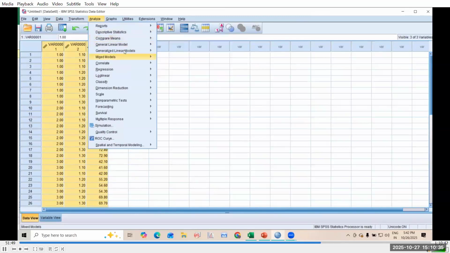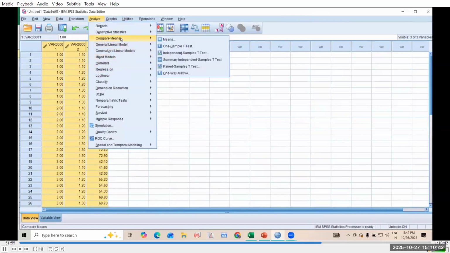Compare means. No. Compare means. This is not the mean value. Here we don't find that. We'll go for the general linear model. And in the general linear model, as we have one type of dependent variable, so we'll go for the univariate.